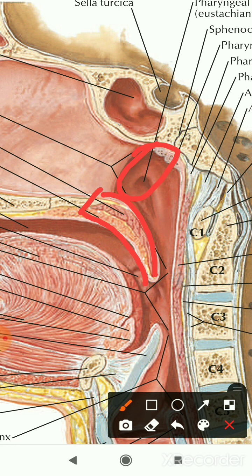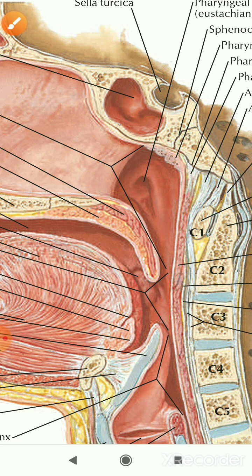The upper border is connected with the posterior part of the hard palate, and the two lateral borders are continuous with the wall of the pharynx. Behind the nasal cavity, this is nasopharynx. Pharynx starts, so this is nasopharynx, and behind the oral cavity, this is oropharynx. So these two lateral borders form the boundary of the nasopharynx and oropharynx.